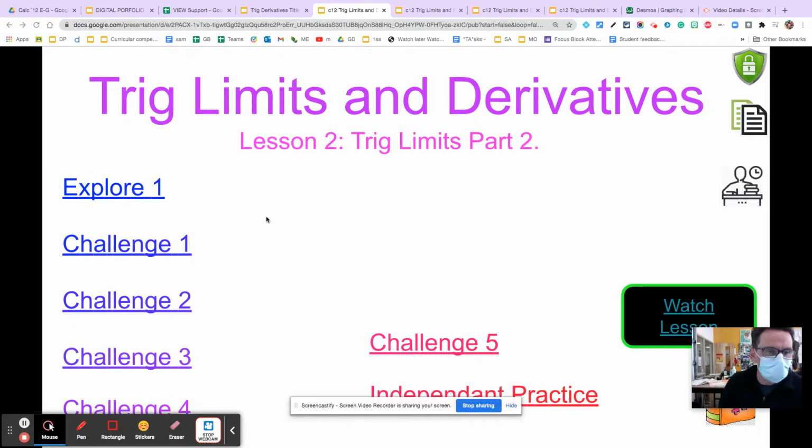Welcome back, trig fans. We're going to look at trig limits and derivatives, part 2. So we're going to look at trig limits, part 2, and we are moving toward being able to prove the derivative of sine and cosine and tan and other things so that we can consider angular velocity.